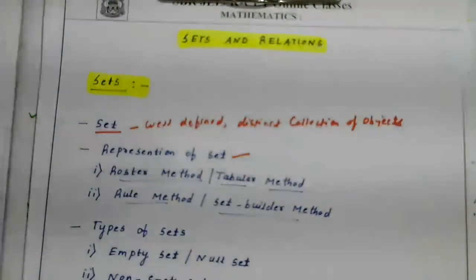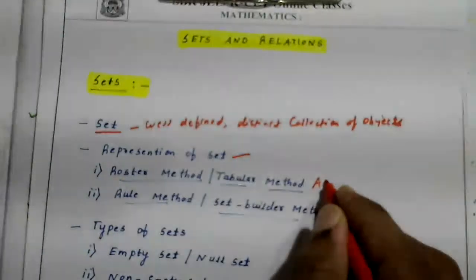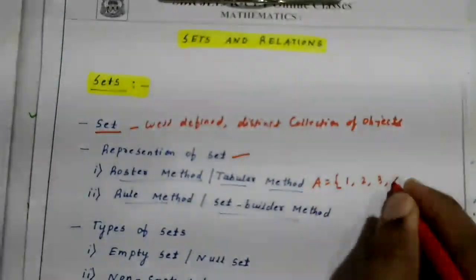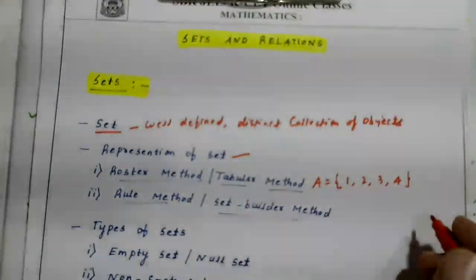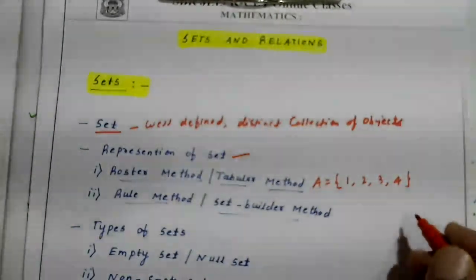In the roster method, how do you write? You write all the elements of the set. For example, set A is the set of natural numbers less than or equal to 4. All the elements are written separated by commas. That is the roster method, also called the tabular method.